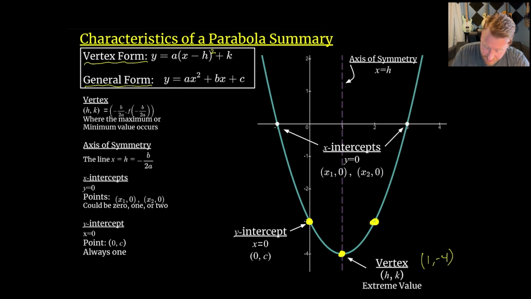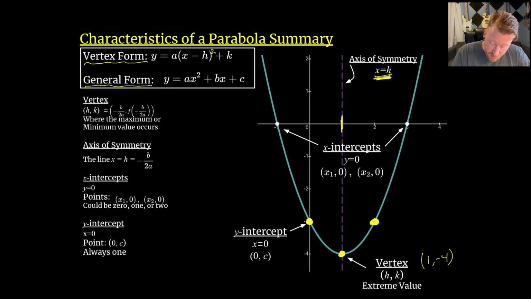It is just the h value, the x-coordinate. If we look at this line, this is just the line x equals whatever x value it is passing through. So that's always going to be h. It's always going to be the x-coordinate of the vertex. That is not a coincidence that they're both called h. That is very much on purpose.